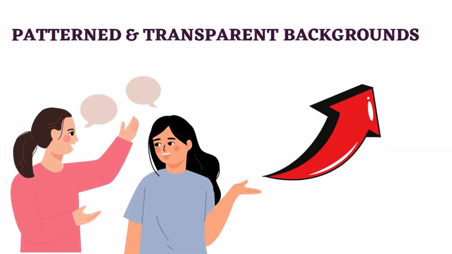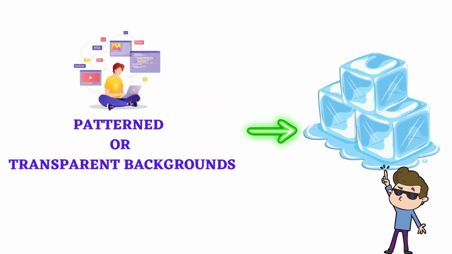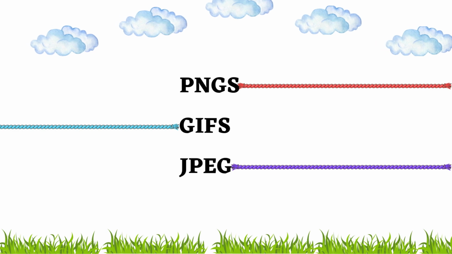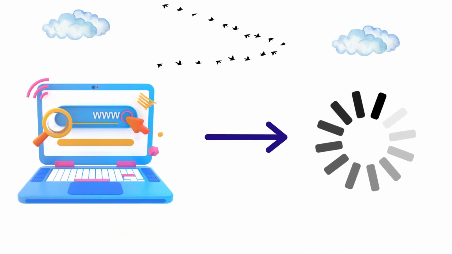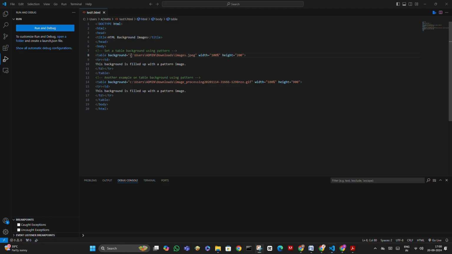Finally, let's talk about pattern and transparent backgrounds. You've probably seen websites with cool patterned or transparent backgrounds. This is achieved by using small pattern images or transparent images. To ensure your website loads quickly, keep the dimensions of these images as small as possible. Here's an example where we use a pattern image as the background. In this code, we set the background to a small image called pattern1.gif that repeats to create a patterned effect.